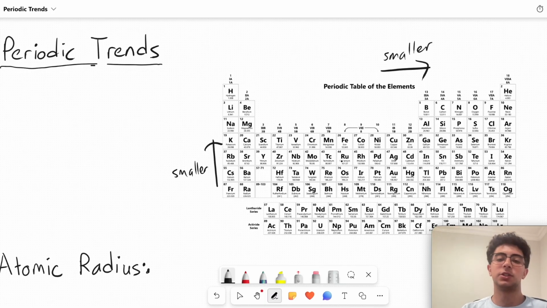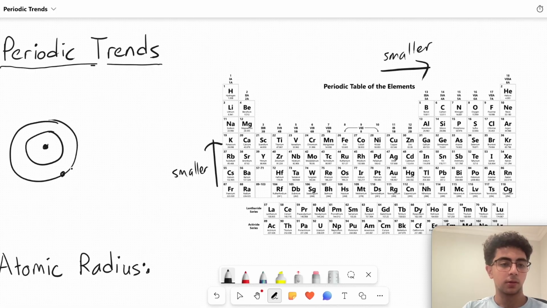Let's do ionization energy. Ionization energy is how much energy is needed to take an electron off. So if my molecule looks something like this, how much, I'm going to ignore the inner shells, how much energy is needed to take one of these outer electrons off. That's what ionization energy is. So again, let's do the same thing and consider this.